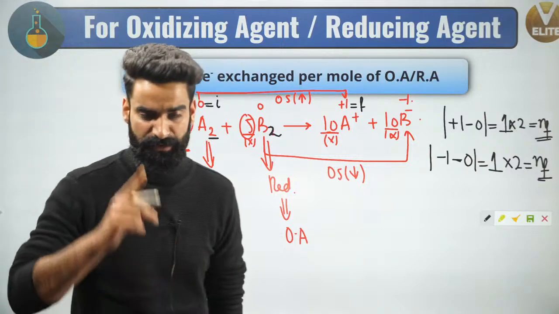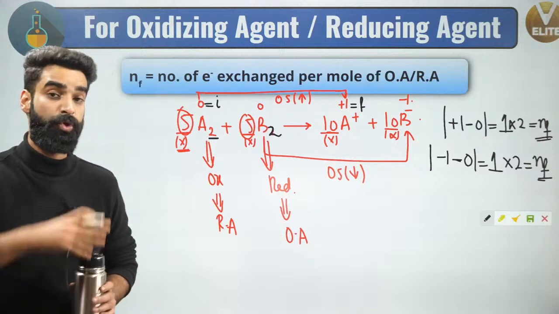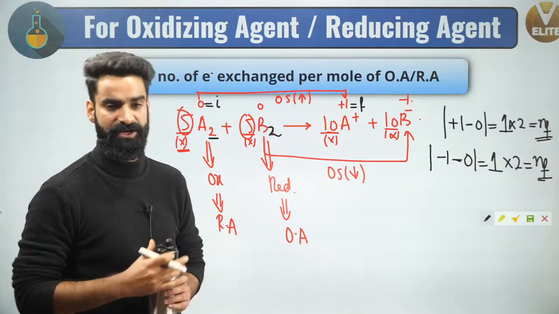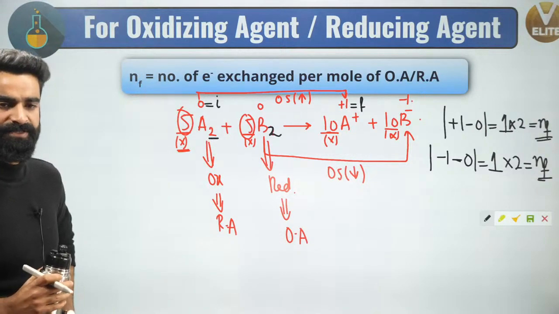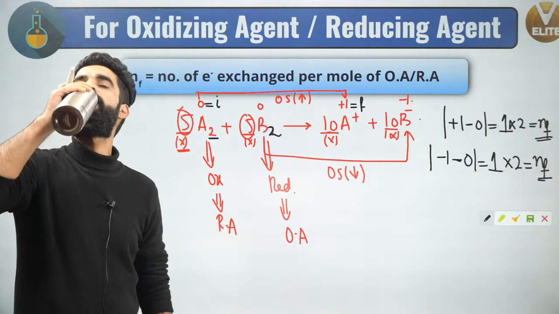Let me know in the chat box if you got the concept of how we calculate the n factor of different oxidizing and reducing agents. Then only I can move on to the reaction. Give me the thumbs ups. Yes. Let me know fast.